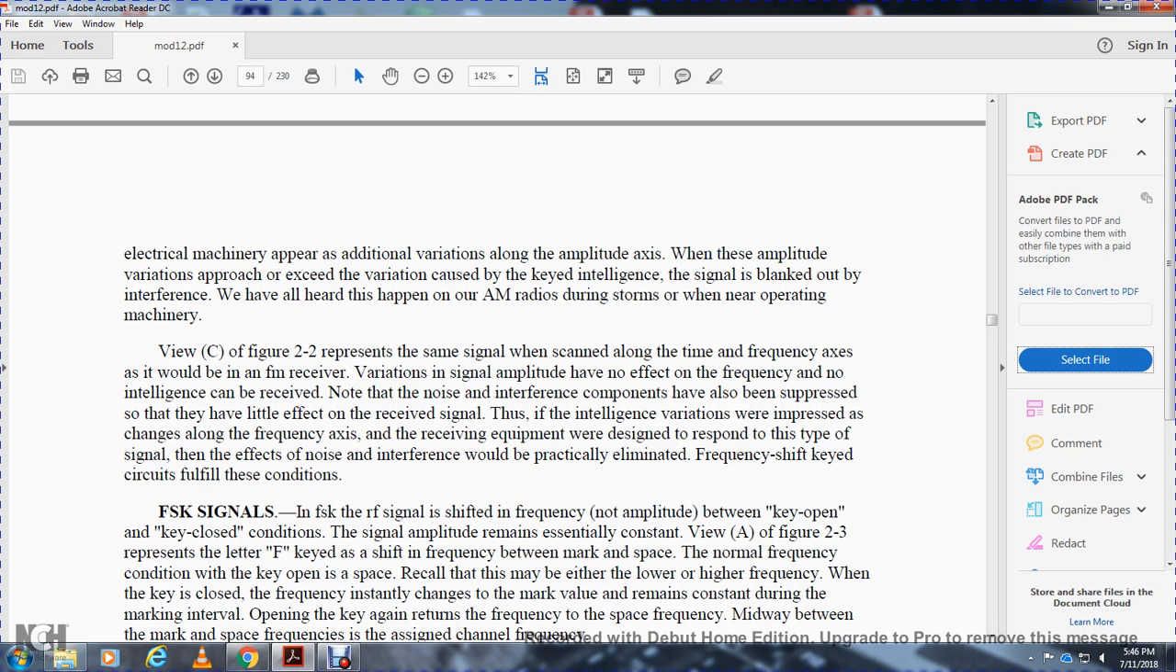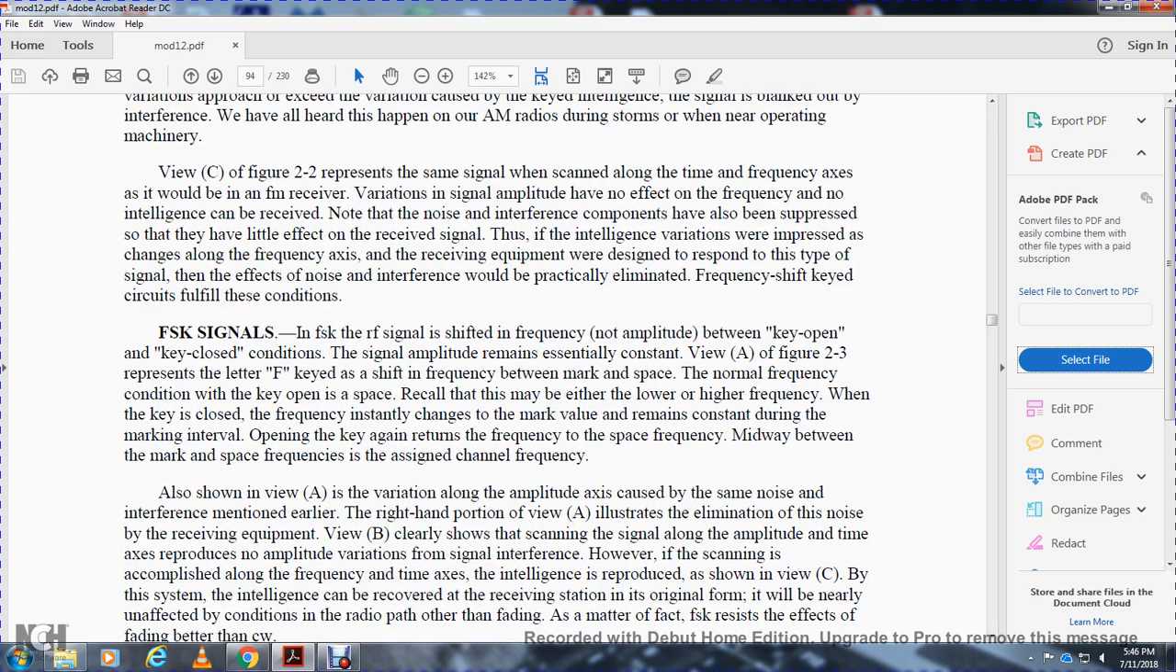Frequency shift keying meets these conditions. In a frequency shift keying signal, the radio frequency signal is shifted in frequency, not amplitude, because of the key open and key closed conditions. The signal amplitude remains essentially constant, as in view A of figure 2-3, represented with the letter F, with the key shifting the frequency between the mark and the space. The normal frequency condition when the key is open is a space. Recall that the mark may be either the lower or higher frequency when the key is closed.